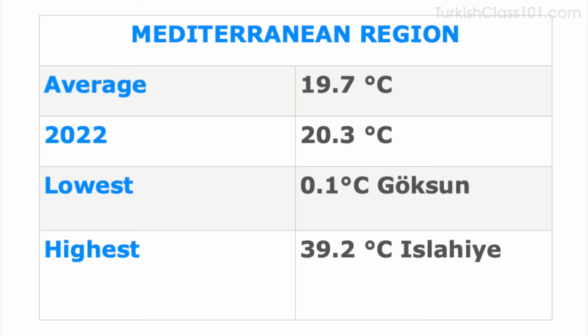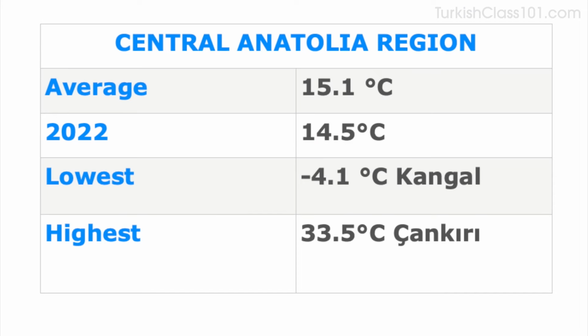Mediterranean region, the average is 19.7. It was 20.3 in 2022. The lowest was 0.1 in Göksun and the highest was 39.2 in Islahiye. Central Anatolia region, the long-term average is 15.1. It was 14.5 in 2022. The lowest was minus 4.1 in Kangal and the highest was 33.5 in Çankırı.